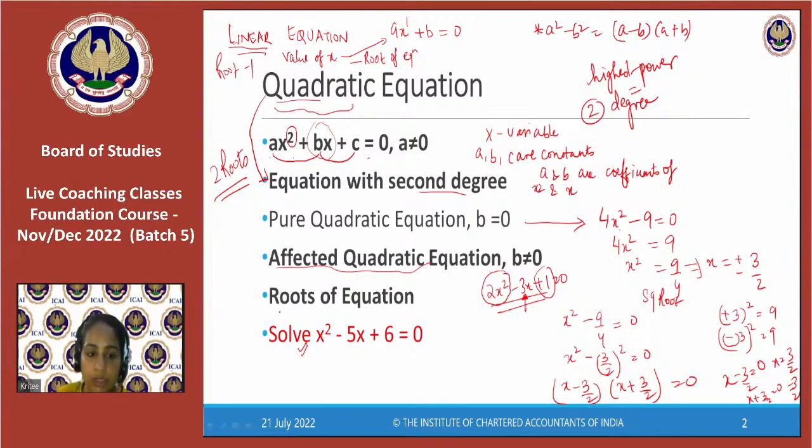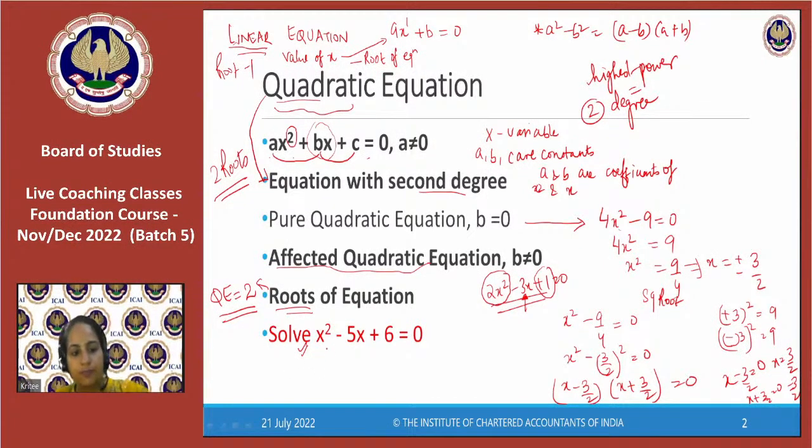Now talking about the roots of an equation, the values of x for which the equation holds true are the roots of the equation. So just now I told you in a quadratic equation, we have two roots. We have two roots in a quadratic equation. That is two answers for you. Okay.